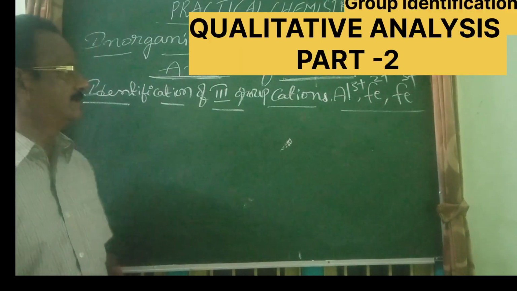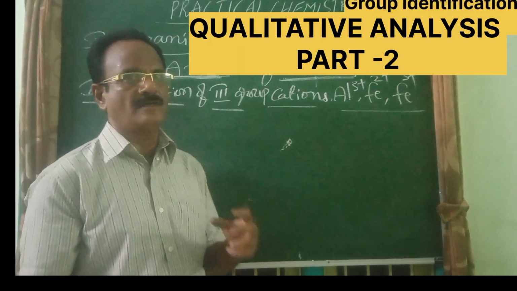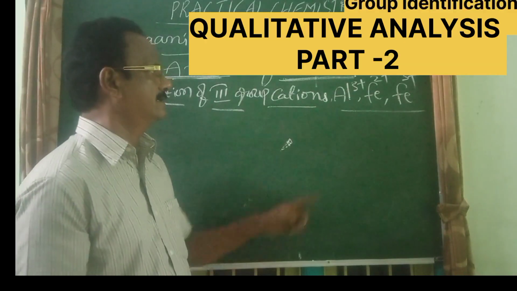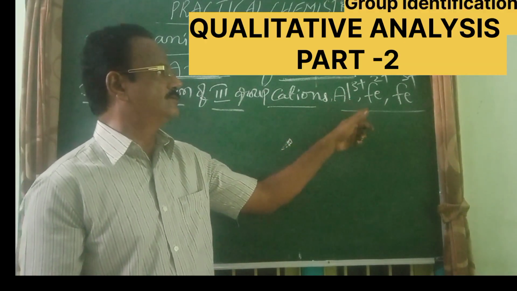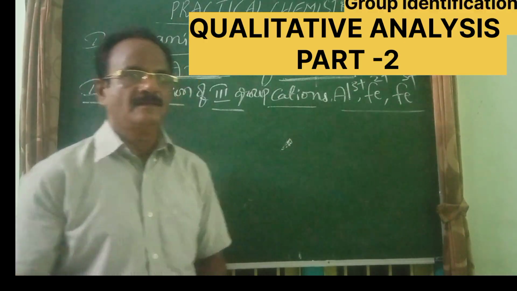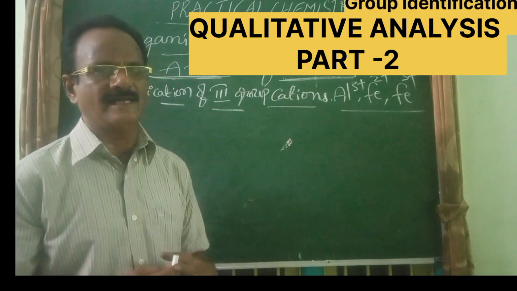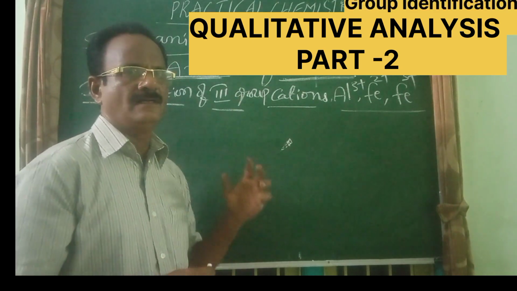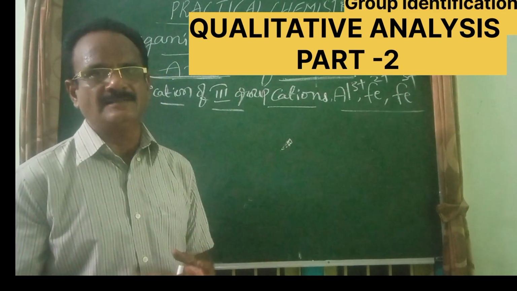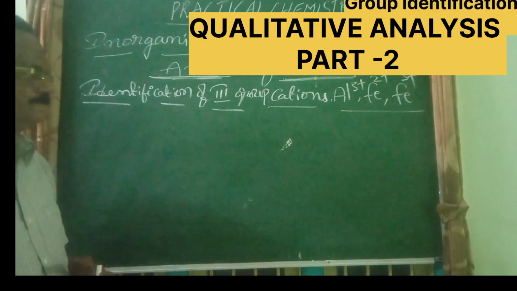Identification of third group cations. Usually the most common third group cations are Al3+, Fe2+, Fe3+. So let us see how one can recognize the presence of third group cations in the given salt.